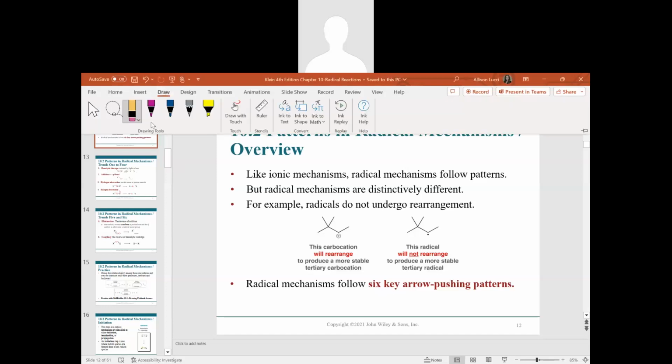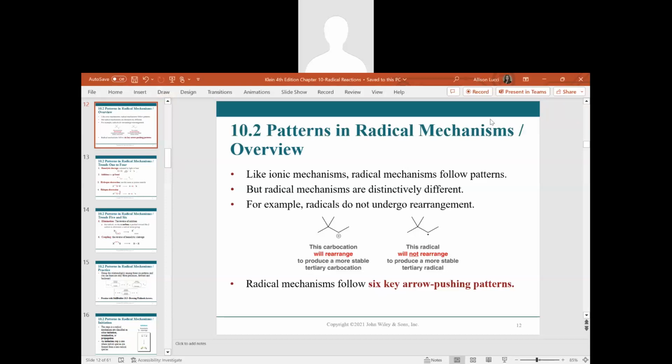Section 2 from Chapter 10 introduces us to the patterns that we're going to hopefully recognize in radical mechanisms. We're going to compare them to ionic mechanisms, which we've seen in the past, such as when we have carbocation formation. So these radical mechanisms also follow patterns, just like the ionic mechanisms did, but they're very different.